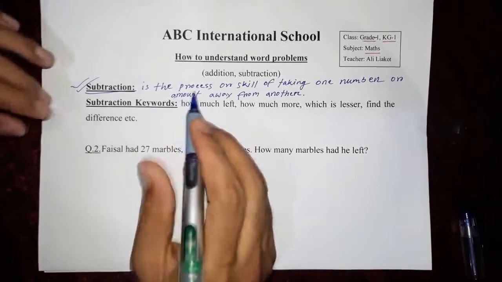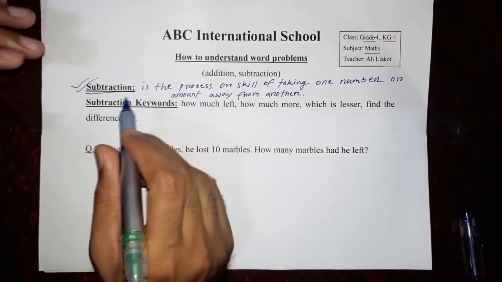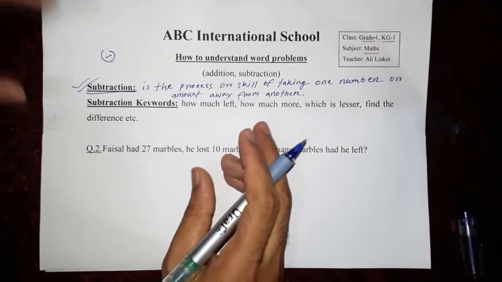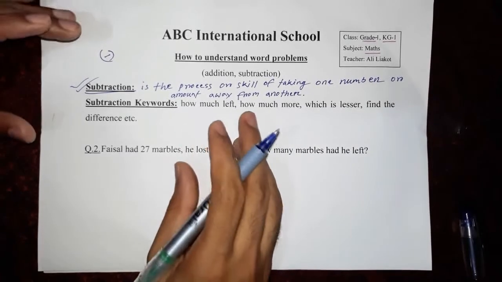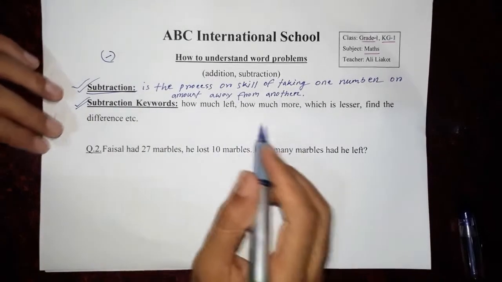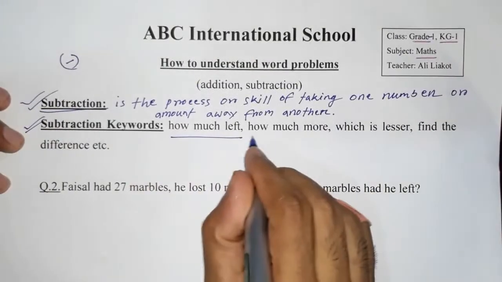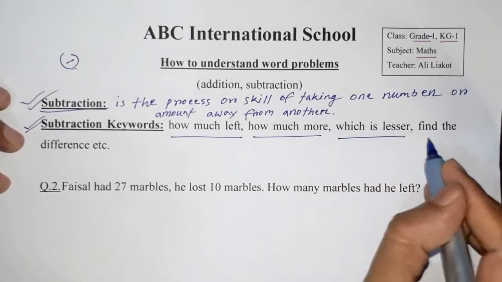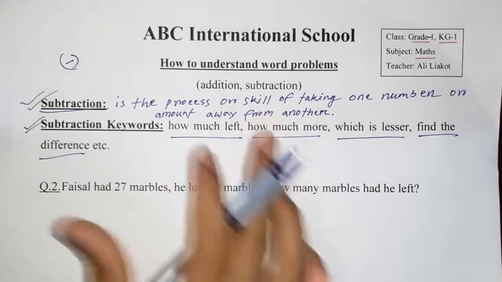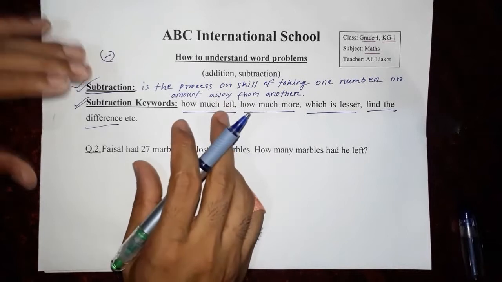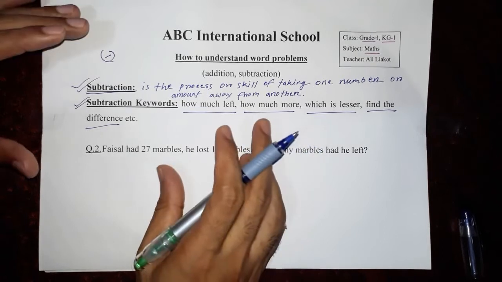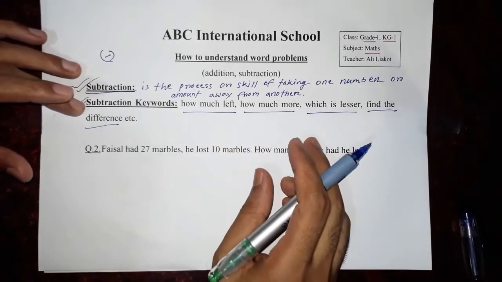So what's the subtraction sign? Yes, the subtraction sign is minus. Subtraction is signified by the minus sign. Now let's get started with the subtraction word problems. So we should know what the keywords are. Subtraction keywords are how much left, how much more, which is less, or find the difference, etc. These all are subtraction keywords. So a question can ask you how much left, find the difference, how much more, like that.